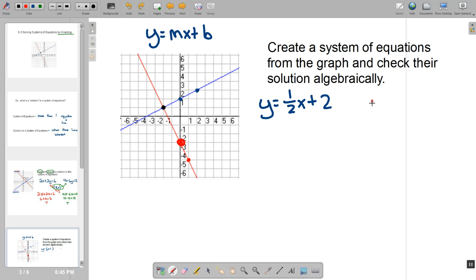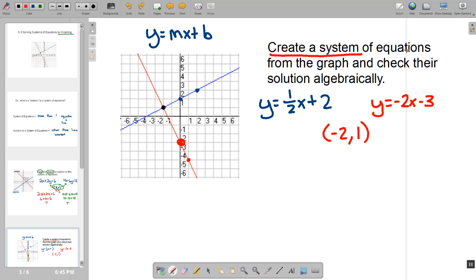So the red line is y equals negative 2x, or negative 2 over 1x, minus 3. Because 1, 2, 3. So now we have created the system of equations, and now we have to find the solution to this system. Well, once again, the graph is given to us, so that means our solution to this equation is the ordered pair negative 2 comma positive 1.